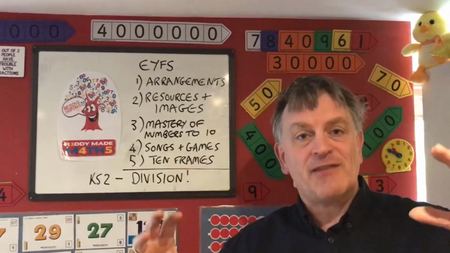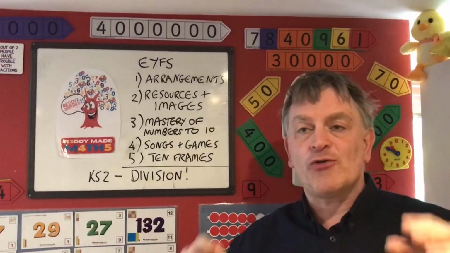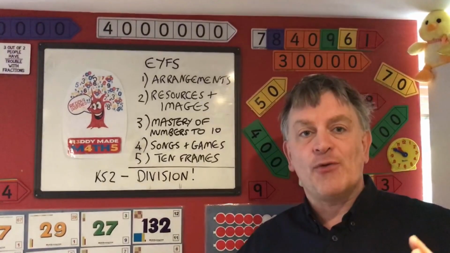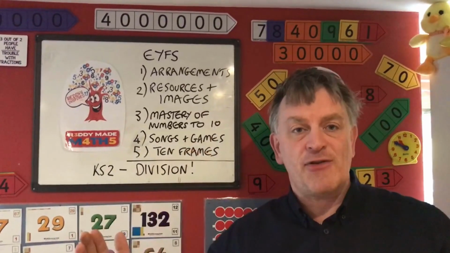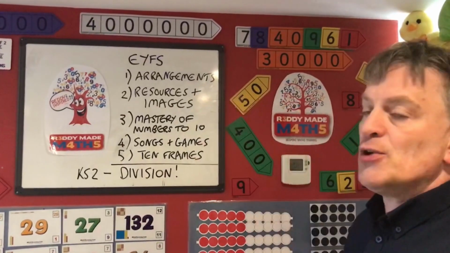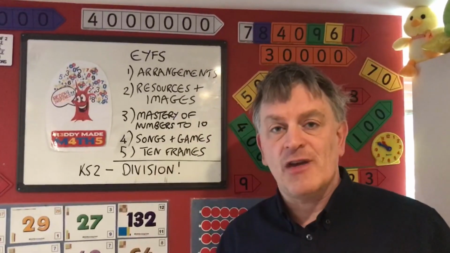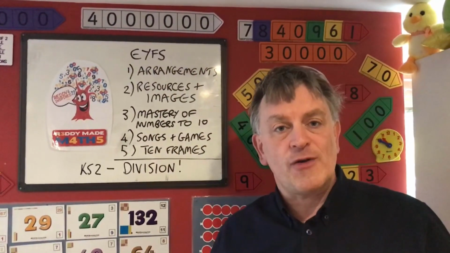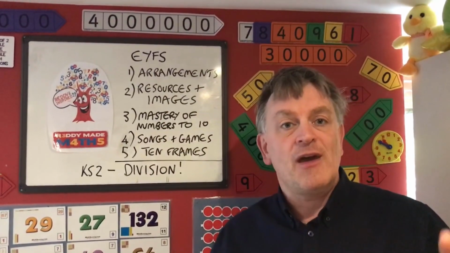Really getting a fantastic way of arranging numbers so that children in early years are seeing small numbers in lots of different ways and are getting a very, very good sense of what small numbers are all about. Secondly, that's going to be done through resources and images. So the arrangements that we're going to be using, and lots of different images and resources and manipulatives that we can use in order to do that.